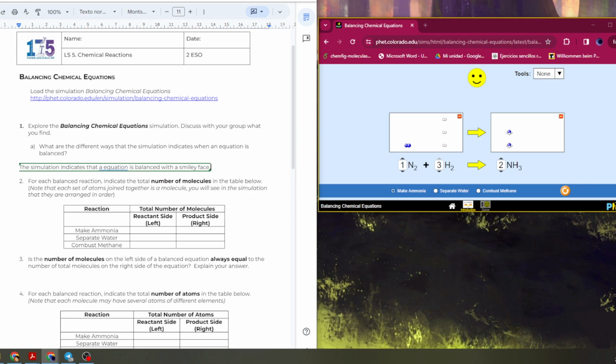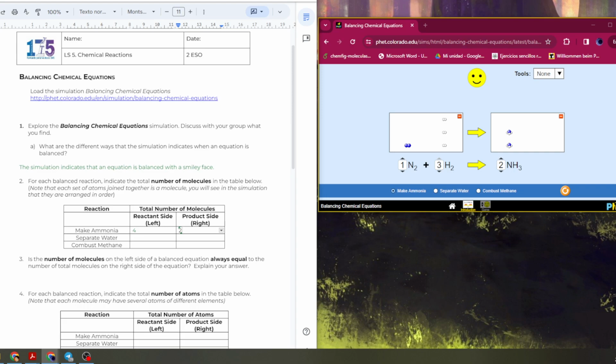Okay? And now we are going to count the number of molecules. The number of molecules here: we have 1, 2, 3, 4 molecules. And here how many molecules? Only 2. 1 and 2.